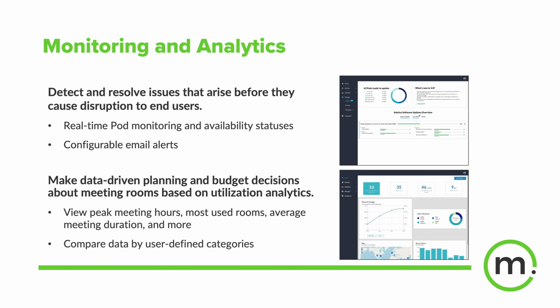On the monitoring and analytics side, the monitoring is pretty lightweight, but it gives you enough information to make real-time monitoring and availability statuses available to you, and you can detect and resolve any issues that come up before they cause a disruption to your end users. Those amount to real-time statuses within the product and some configurable email alerts that you can turn on and off, and you can also turn them on and off for subsets of devices. For instance, if you only want to receive alerts for pods that are in a certain building or a certain campus, you can create a subset and filter in that capacity, so you don't have to see alerts for the entire fleet.